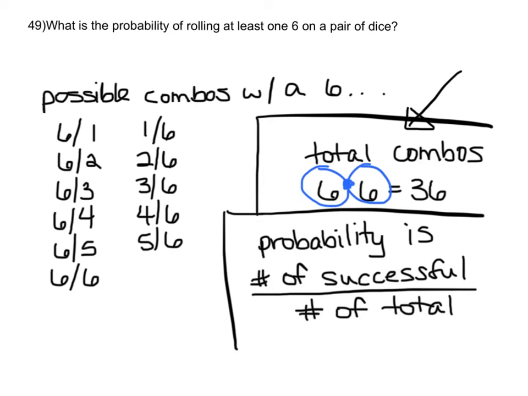The next thing you have to identify are the combinations that you could roll that have at least 1 six in the combination. For example, I've listed them here. You could have a 6 and a 1, a 6 and a 2, a 6 and a 3, and so on and so forth. The formula for probability is the number of successful over the number of total. So knowing this information, how many successful combinations have at least a 6 in them, over how many total combinations? And if it's possible, you need to reduce your fraction.